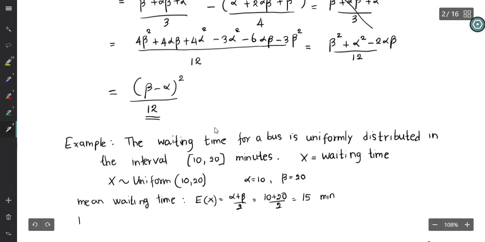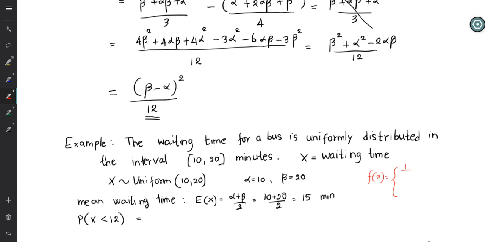What if you want to find the probability that the waiting time is less than, let's say, 12 minutes? How do you find this? Our distribution is f of x equals 1 over beta minus alpha, that is 20 minus 10, which is 10, within the interval 10 and 20. So this is how you write the density function. The support of x is from 10 to 20. This is the beta minus alpha, that is 20 minus 10, so you have 1 over 10.